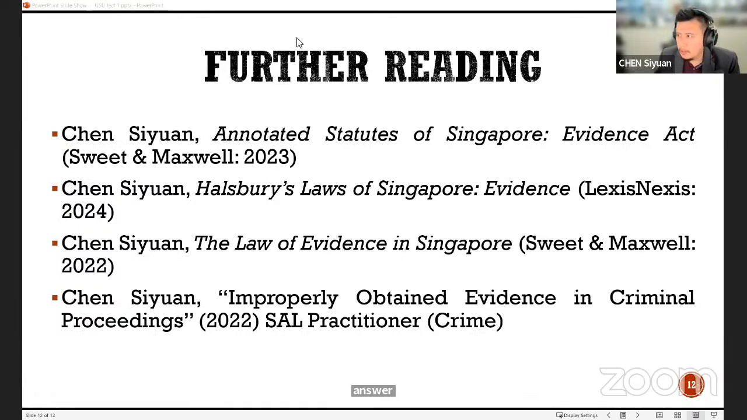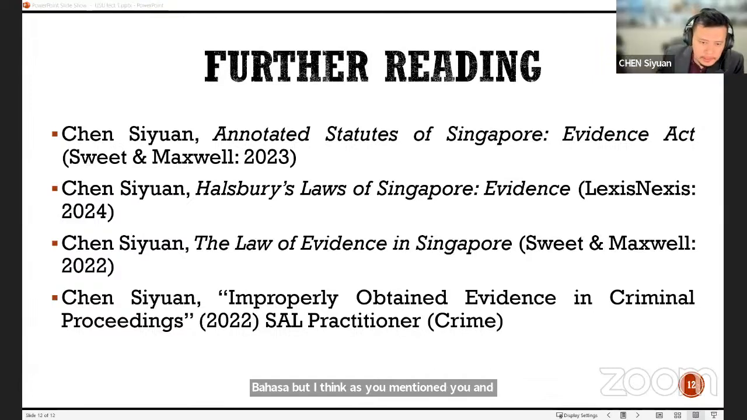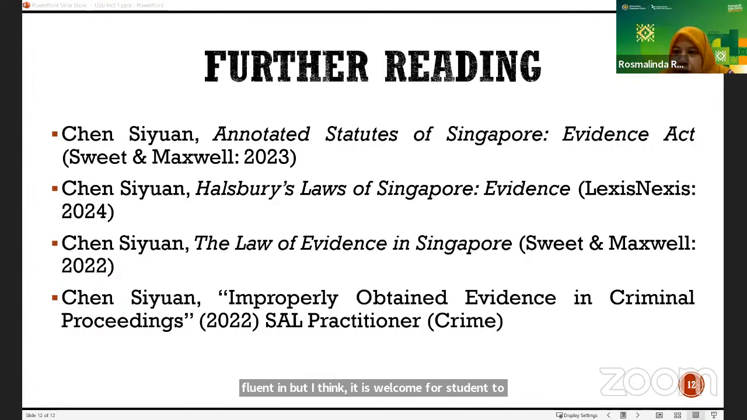Thank you, Prof. Chen. Actually, Miss Rafiqoh asked me whether it is possible for students to ask in Bahasa, but I think, as you mentioned, you are not so fluent in Bahasa. But I think it is welcome for students to speak Bahasa, then I will translate to English. Okay. Well, I do see that there are some questions in the chat. Could I answer those questions? Yes, answer those please, Prof. Yes, there are some already, I think. Yes, please. Okay.